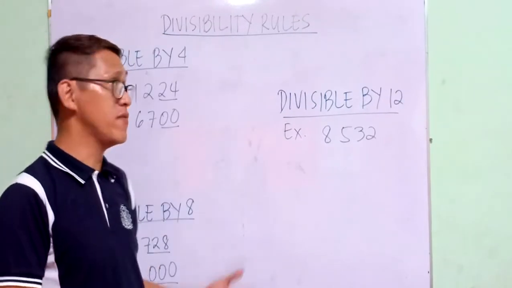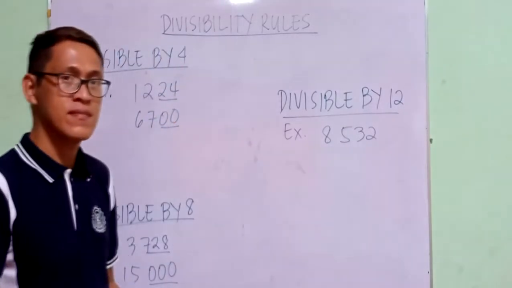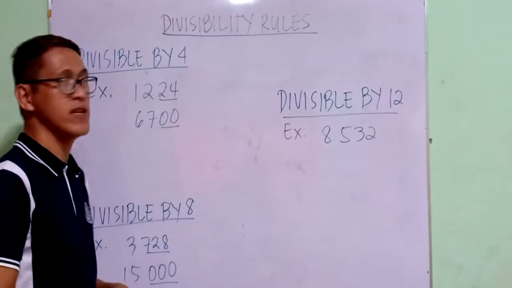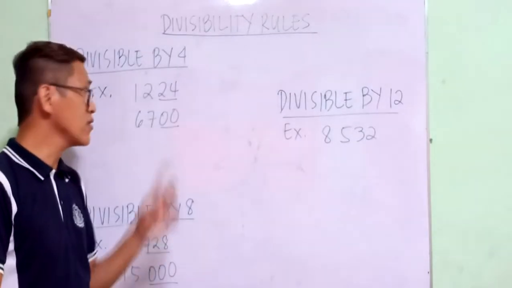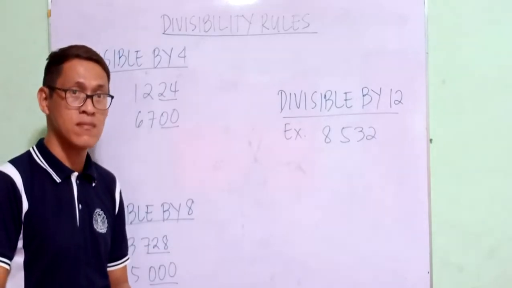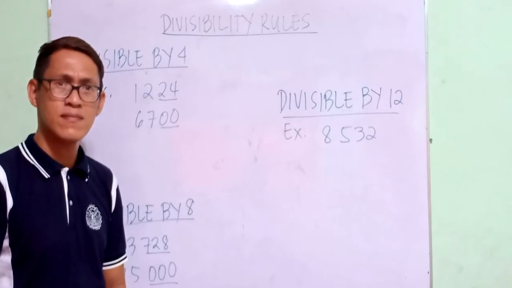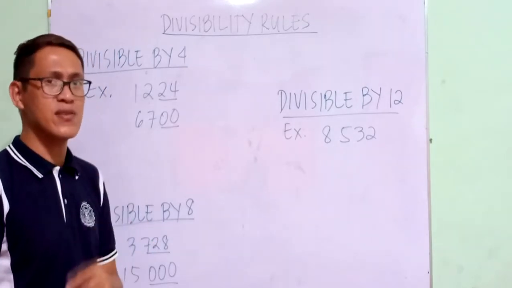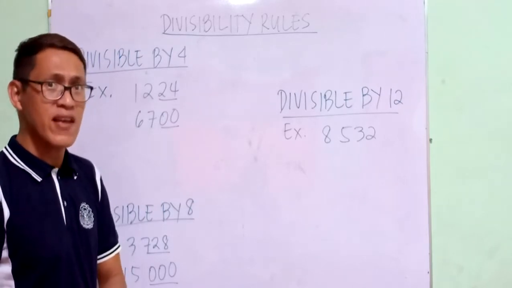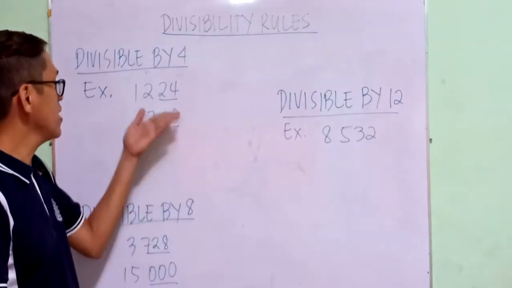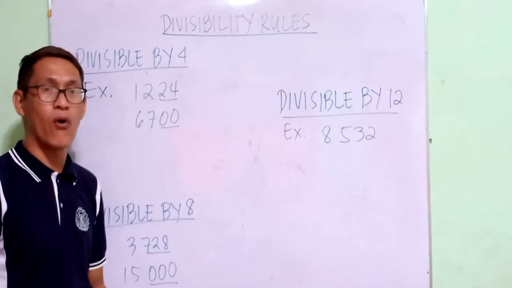Now let's move on to divisible by 4, 8, and 12. Are you ready? Look at the example for divisible by 4. The last two digits are 2 and 4, or 24. Can you divide 24 by 4? Is there a remainder? None, right? If the last two digits can be divided by 4, leaving 0 remainder, then you can say that that number is divisible by 4. So here, 1,224 is divisible by 4.